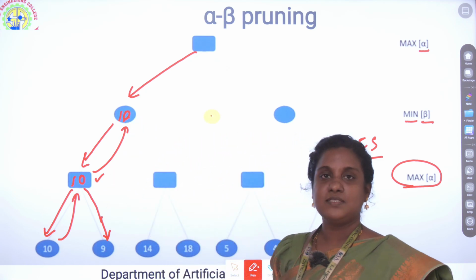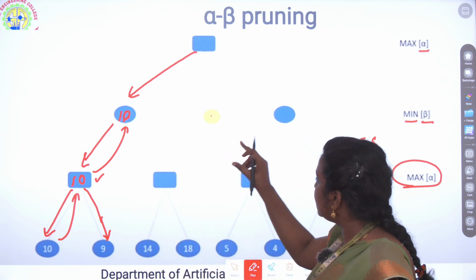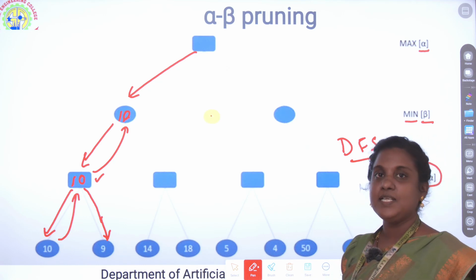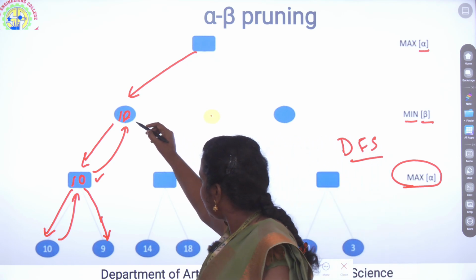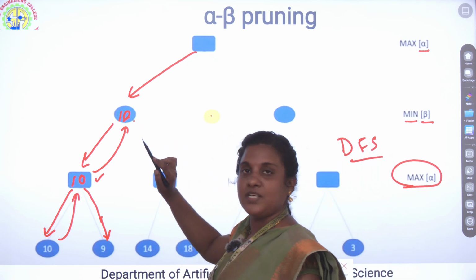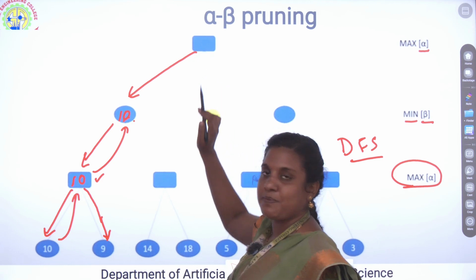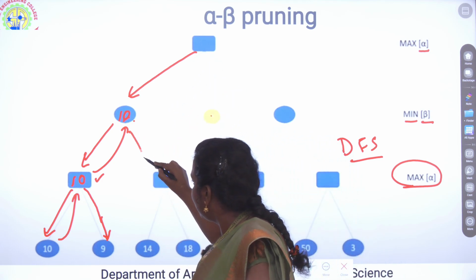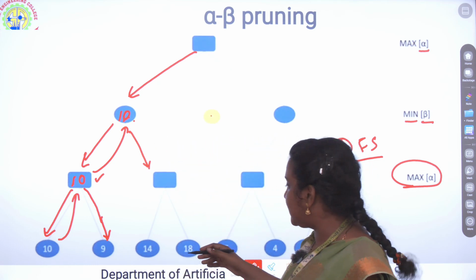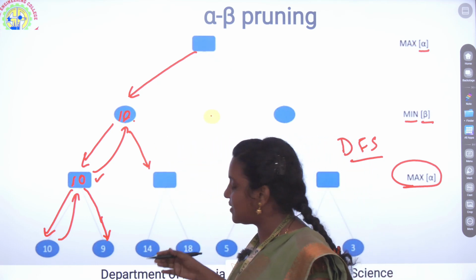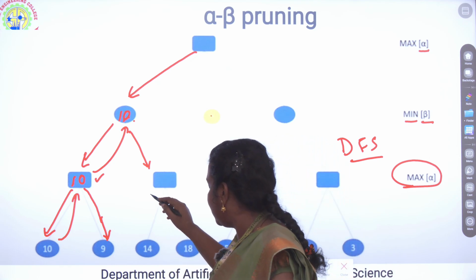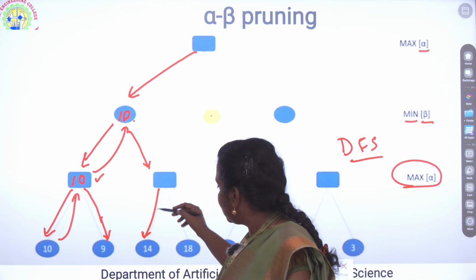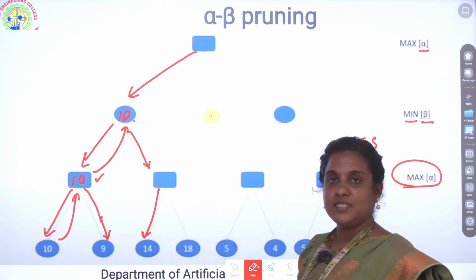At this level the min player is working, so the min player always takes the minimum value. This node compares the value with its parent node. The parent node doesn't have any value, so it will traverse to the right subtree till it reaches a leaf node. So it goes till the leaf node, and 14 is assigned.